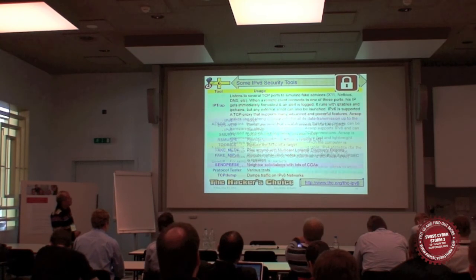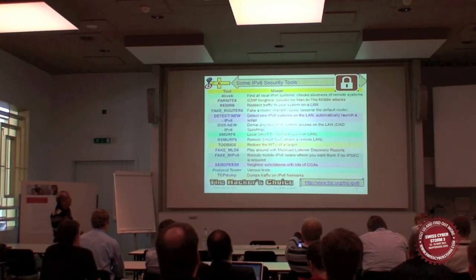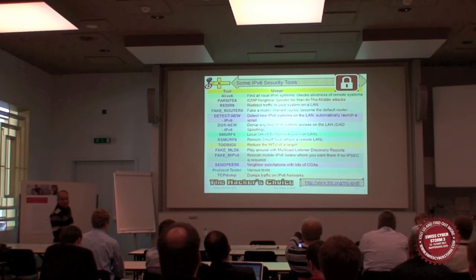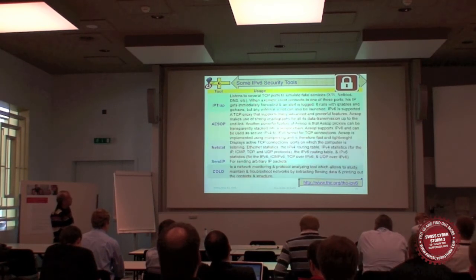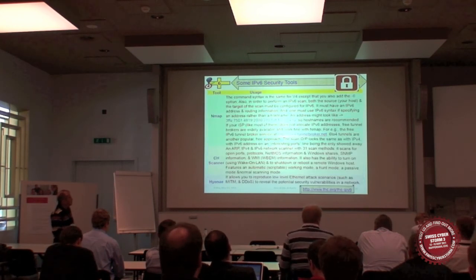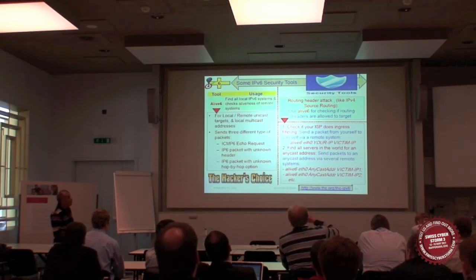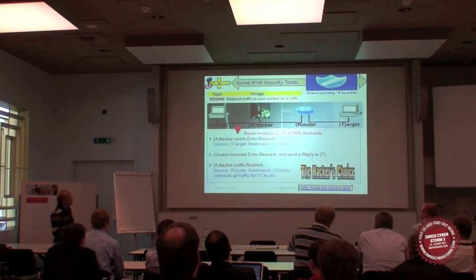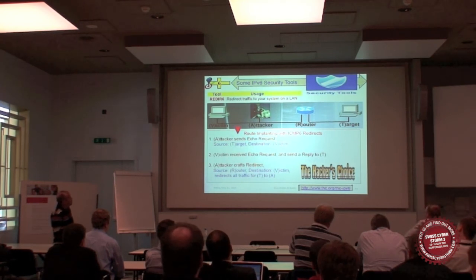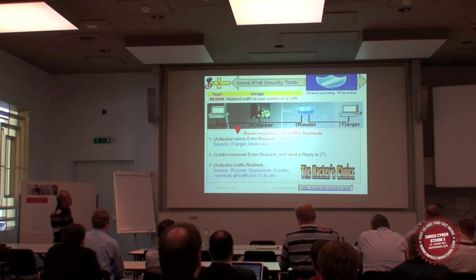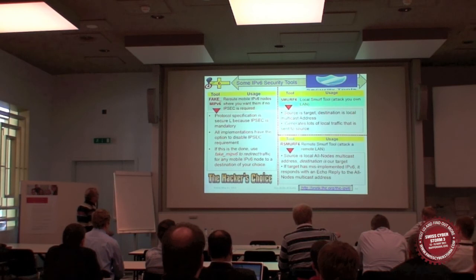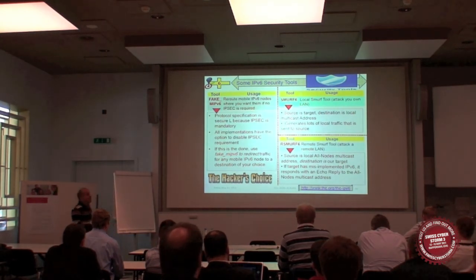I made a list of these tools and what they do. It's taken from this website, other tools, and Nmap, for example, the scanners, with some explanation of these tools, for example, what they do, and what is the best thing to be done for IPv6. I will leave this for you, because it would take very extensive time to explain. Another tool is redirect6, whose usage is to redirect traffic to your system on a LAN. Other tools target mobility for IPv6.